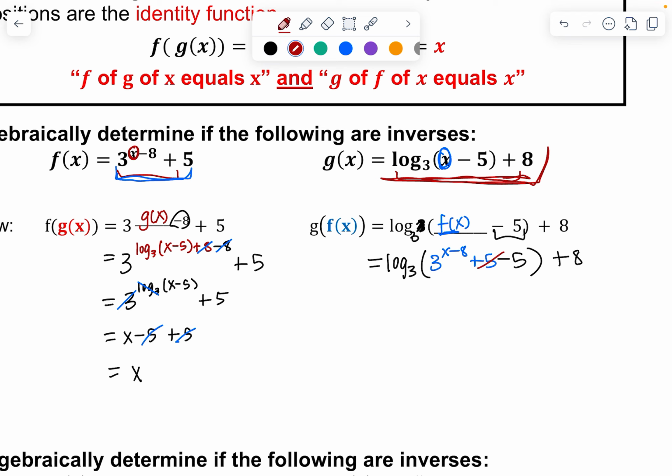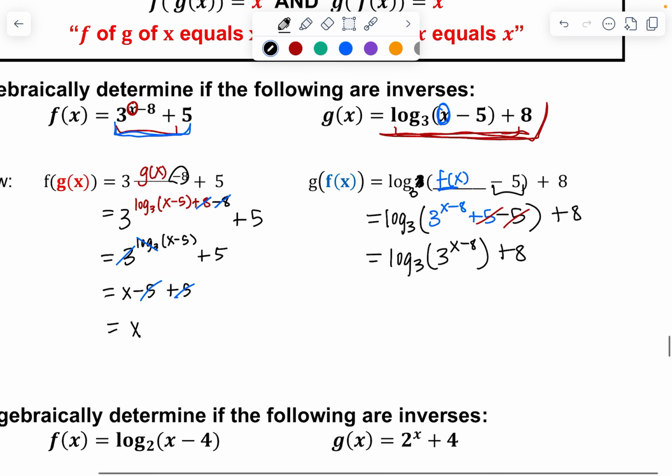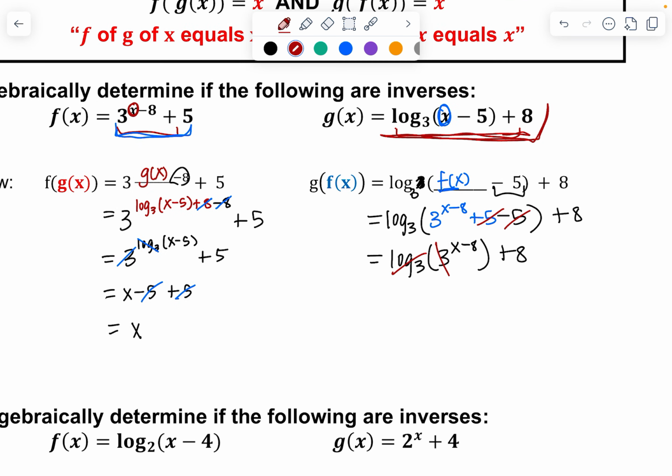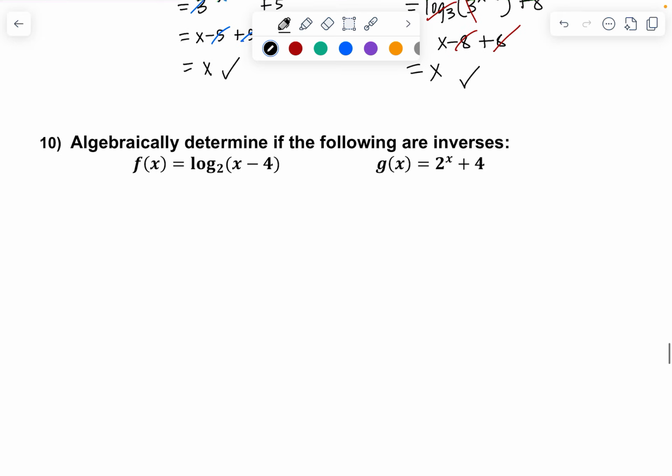So right off the bat, the 5s cancel, leaving us with just a 3 to the x minus 8. Now these 8s can't reach each other, but log base 3 and exponential base 3 cancel, freeing up the x minus 8. And now the 8s cancel, leaving just the x. Check, check.